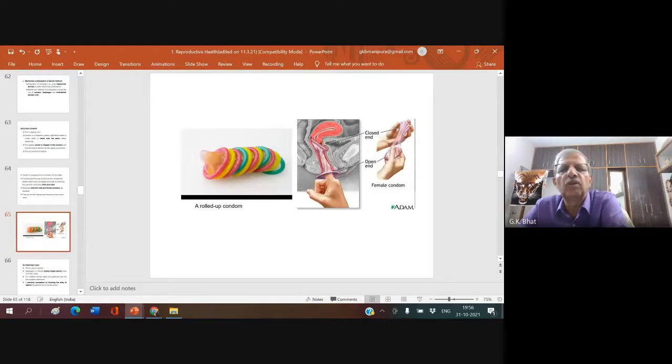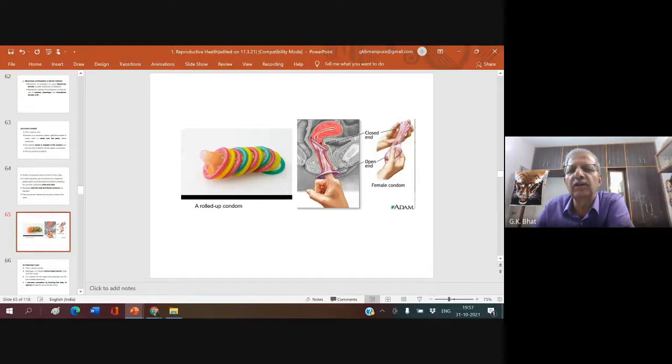This is what you have, the condom. You know that this particular structure is rolled onto the penis, and soon after the coitus gets over, the semen gets collected here. And this is the condom used by women. It is introduced into the vaginal canal. This is the vaginal canal, this is the cervical region, and this is the uterus. It is introduced there.